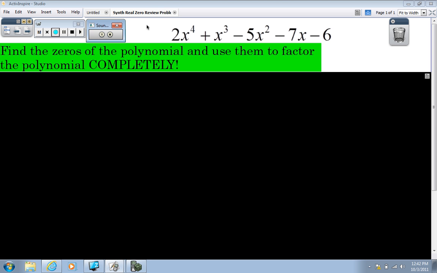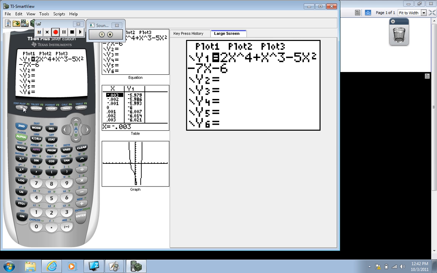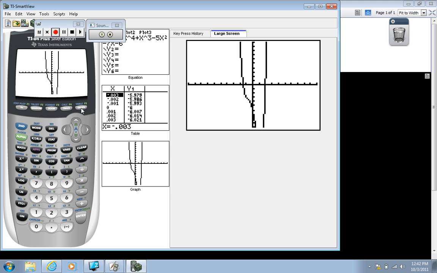What I want you to do is take some time right now, even if you have to pause the video, go ahead and put the equation you see on the screen into your calculator in y1. 2x to the fourth plus x to the third minus 5x squared minus 7x minus 6. That's what it should look like, hopefully. And then if you want to see what that graph looks like, go ahead and graph it, and we are going to go find the zeros.